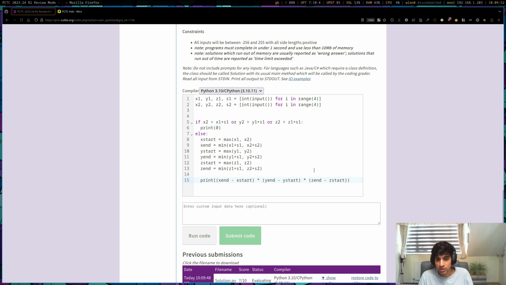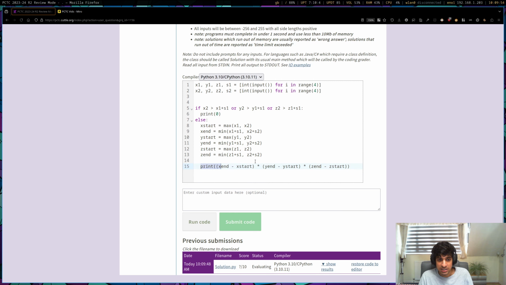So we're treating each coordinate, or each axis, separately, and then right at the end, we're going to combine them all together just by multiplying them to get the final volume.